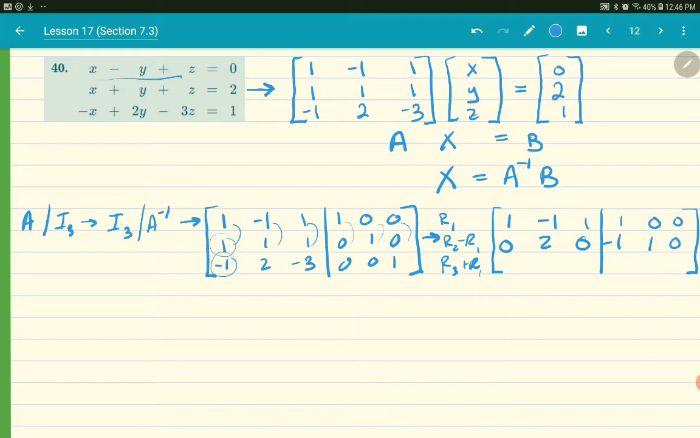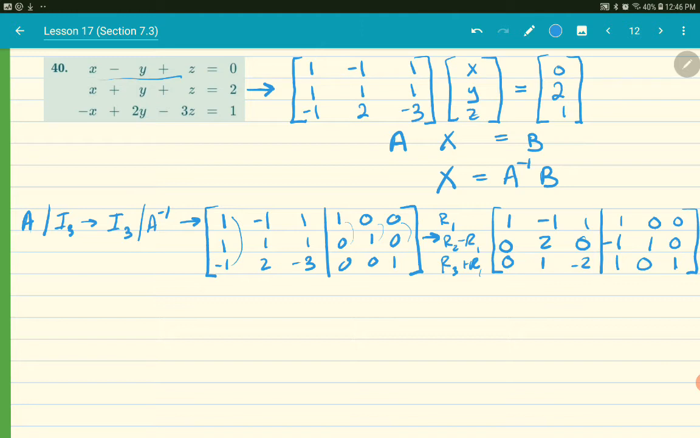Okay. Now row 3, I'm adding row 1. So I get that first 0. So I get negative 1 plus 1 gives me 0. Then 2 plus a negative 1 gives me 1. Negative 3 plus 1 gives me negative 2. 0 plus 1 gives me 1. 0 plus 0 gives me 0. And 1 plus 0 gives me 1.